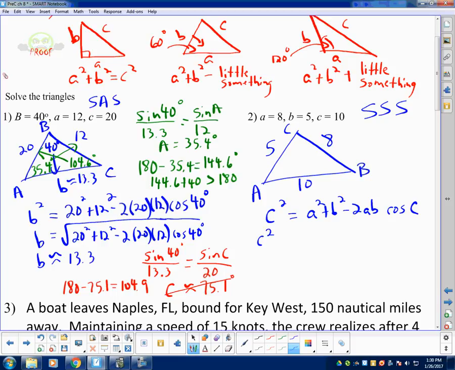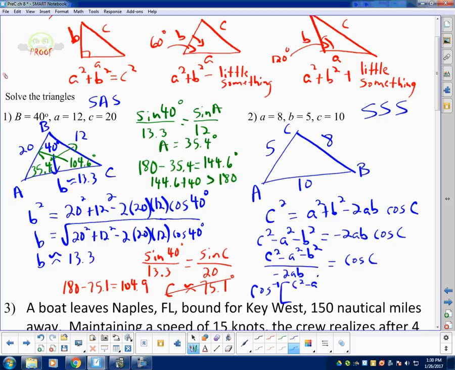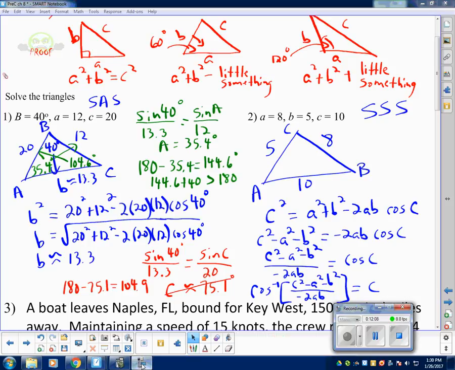I would subtract over the A squared and the B squared, and then I would divide through each side by the negative 2AB. So it will look like this: C squared minus A squared minus B squared all over negative 2AB equals cosine of C. And then finally, inverse cosine of this whole mess, C squared minus A squared minus B squared all over negative 2AB, has to give me angle C. So now I've solved that once and for all for angle C.